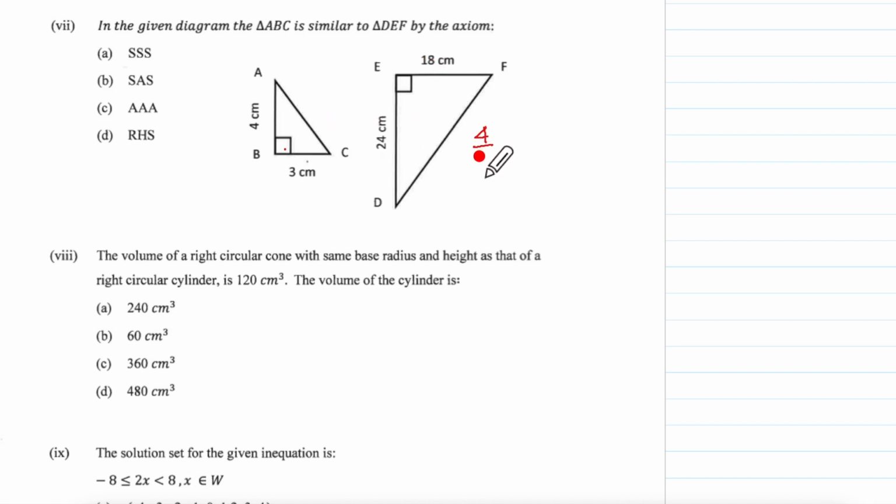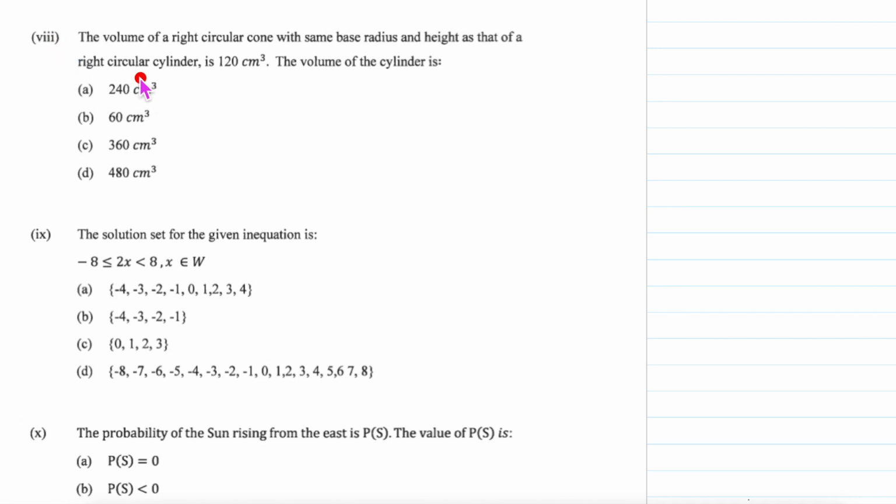So if I take 4 upon 24 it will be the same as here 3 upon 18. Is it 1 upon 6 this also? Yes, so it is true, right? So it is side angle side. So it will be this axiom. So you know how to write B and SAS. Let's come to the 8th subpart.